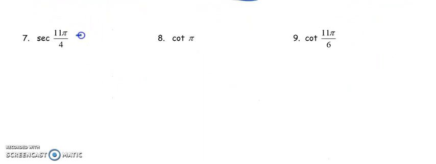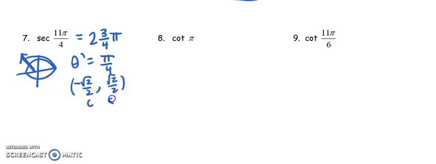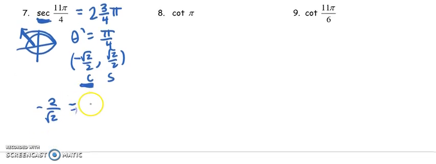Let's do this next one. So I view this as, let's see, 4 goes in there 2 3/4 times. So we go 1, 2, and then 3/4 of the way. Reference angle then is pi over 4. We know at pi over 4, it's root 2 over 2, root 2 over 2, but we went back and we went up. So the cosine is going to be negative. The sine's going to be positive. It's secant, so we want to flip our cosine. So this is negative 2 over root 2. And then when we rationalize, negative 2 root 2 over 2. And then when we cancel that out, negative root 2.